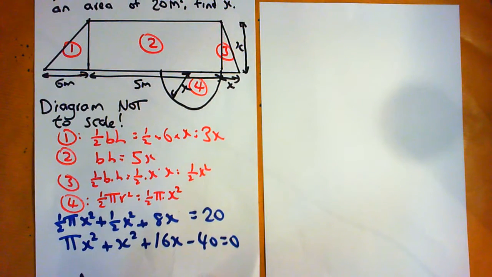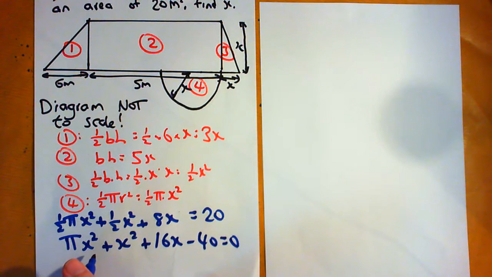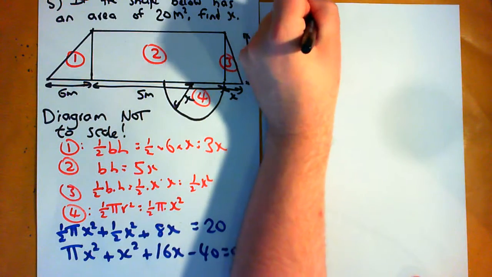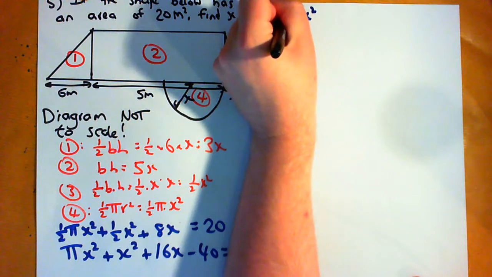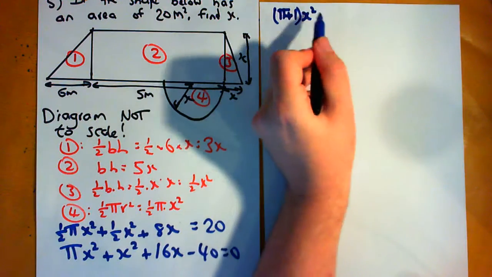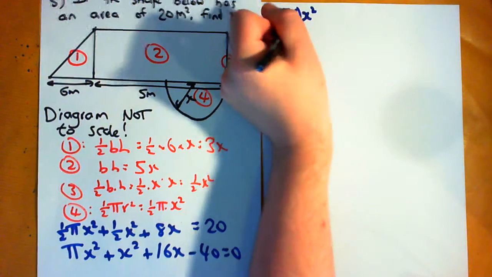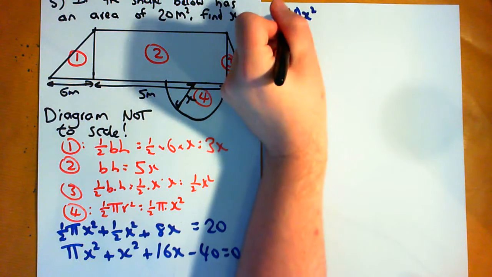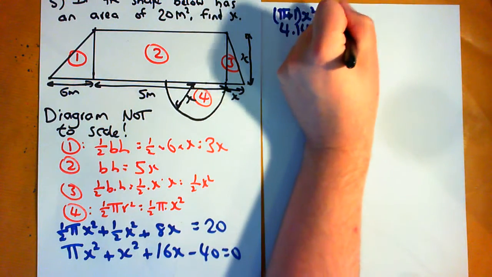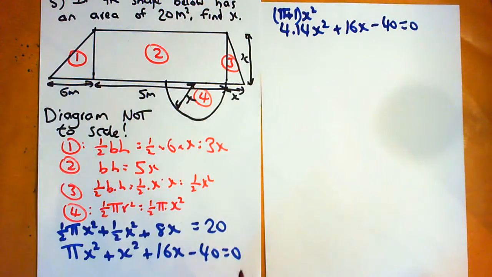So this is a quadratic equation, so we can combine these first two terms, which have an x squared as a common factor. So we get x squared times pi plus 1, because we've got pi times x squared plus 1 times x squared. Taking out a factor of x squared gives you x squared times pi plus 1, which is 4.14, because pi is 3.14 plus 1 is 4.14, plus 16x minus 40 equals 0.